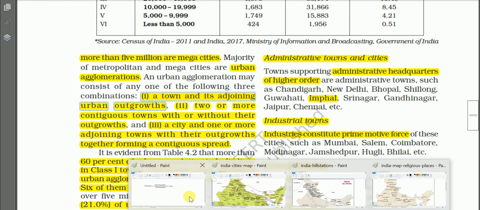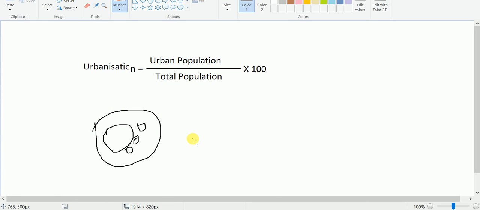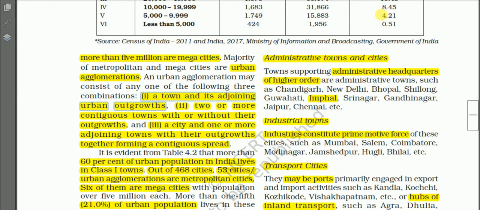Just see here, say here we have a town. And nearby it we may find these urban outgrowths. And all these together we call urban agglomeration. So this is the town, and thereby it there may be outgrowths. So let us say these are the outgrowths, and this outgrowth together with this town is known as urban agglomeration.